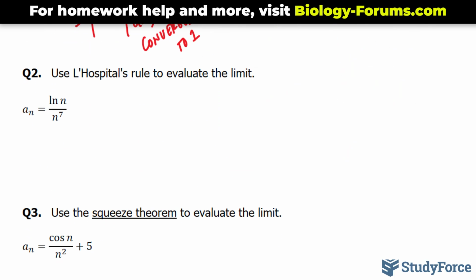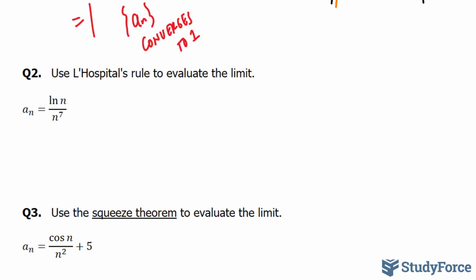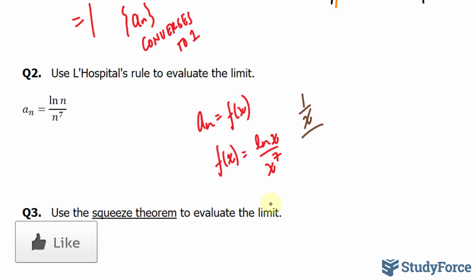In question number 2, they want us to use L'Hopital's Rule to evaluate the limit. L'Hopital's Rule tells us that we can take the derivative of the numerator and the denominator and then take its limit to find out the limit. So let's go ahead and do that. First, I'll set a sub n equal to f at x. So I have f at x is equal to ln x over x to the power of 7. I'll take the derivative of ln x, and it's 1 over x, and the derivative of x to the power of 7, which is 7x to the power of 6.